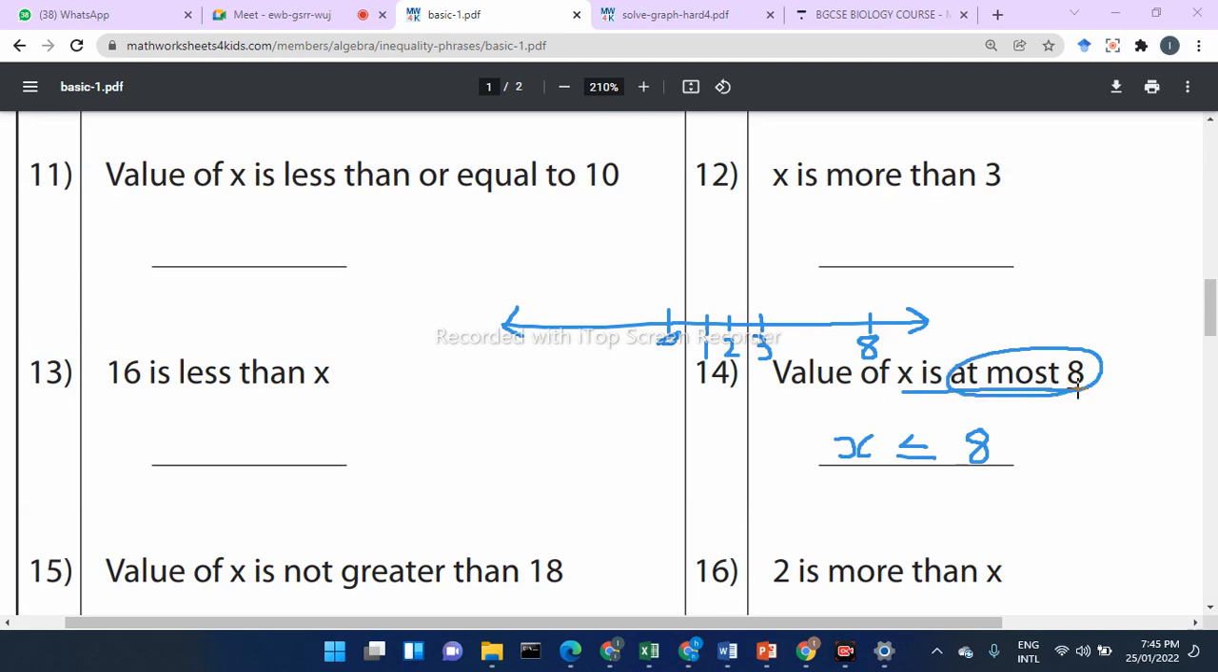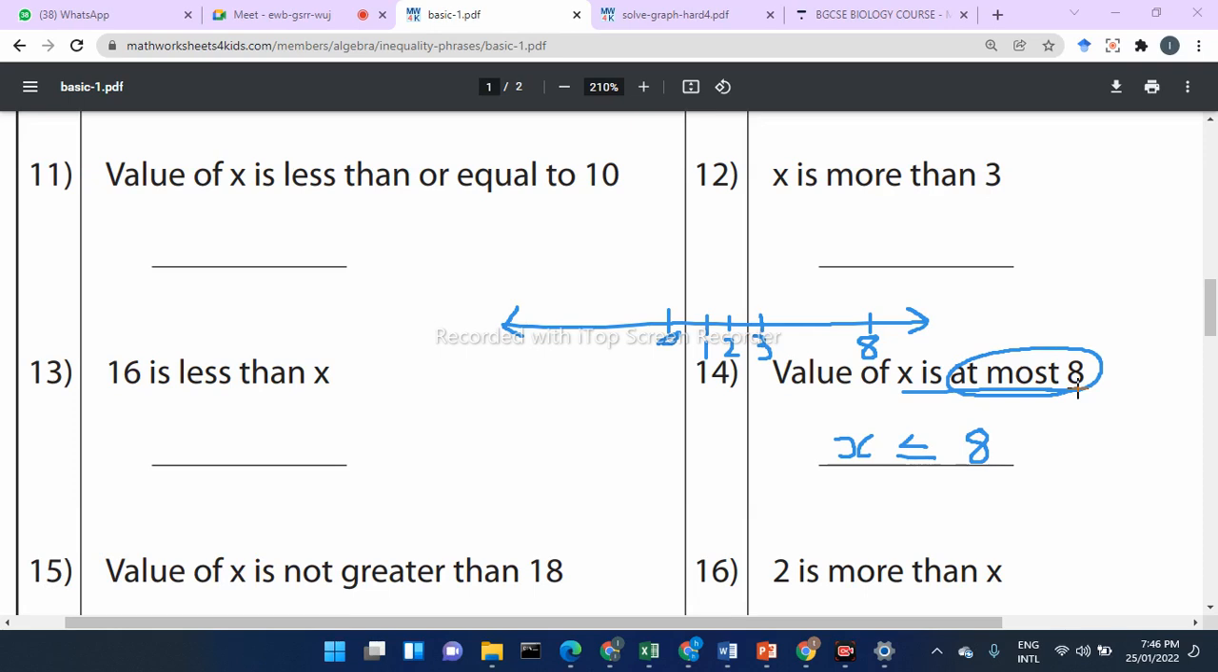So if someone asks you how much money you have in your pocket, you say, friend, I have at most $8. What does that mean? It means the highest amount of money you have in your pocket is $8. You won't have more than $8. That's at most. You aren't sure what you have, but whatever it is, it isn't more than $8.